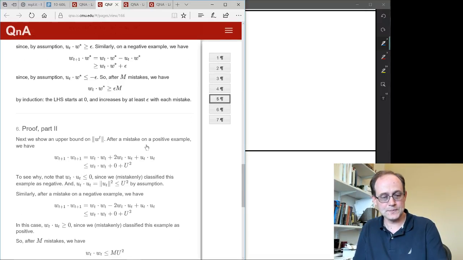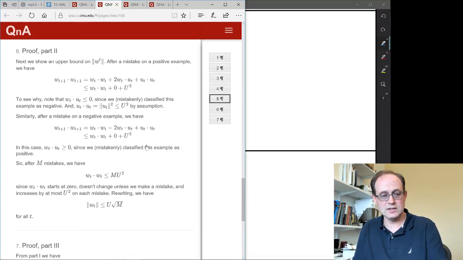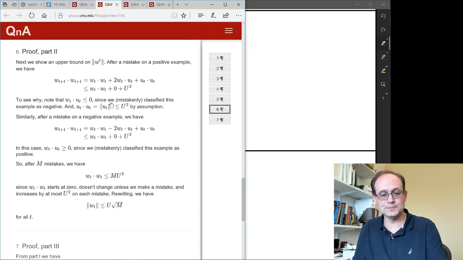All right. So here's part 2 of the proof. Before we were lower bounding something, now we're going to upper bound something. We're going to upper bound the norm of the parameter vector. That should be subscript t, not superscript t. I'll fix that after lecture, sorry.